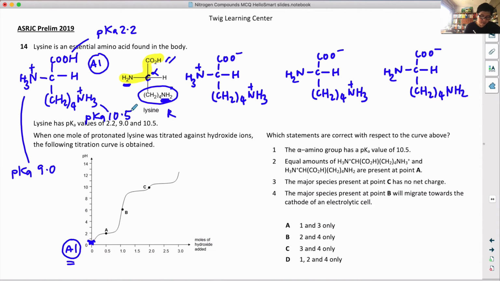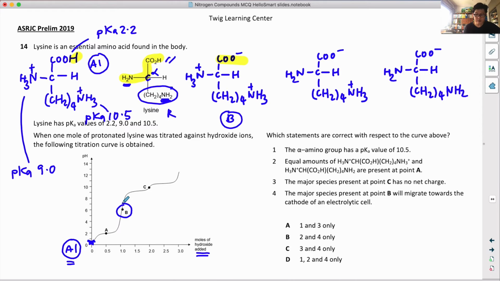Once you add a base, sodium hydroxide, the most acidic one will get neutralized first. So I'm just going to draw this. The most acidic group, which is COOH, will lose the H plus and become COO minus. I'm going to call this B. In fact, it's already written down for you. So this is B. Can you see that?